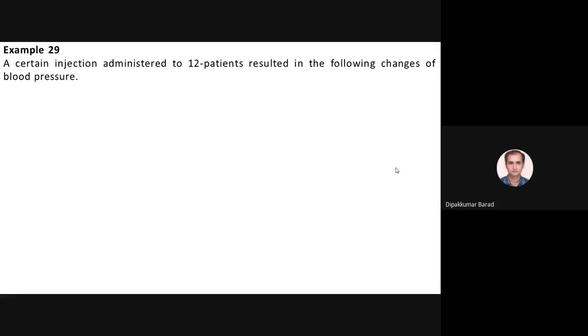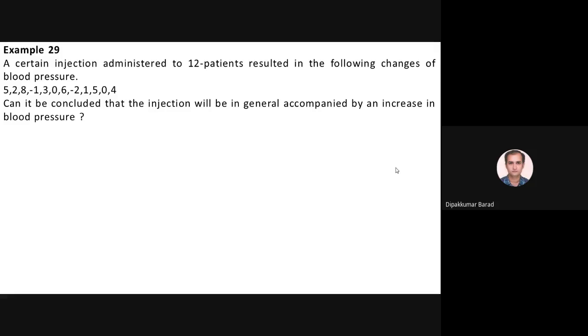A certain injection administered to 12 patients resulted in rapid change of blood pressure. The changes are 2, 5, 5, 2, 8, minus 1, 0, 6, minus 2, 1, 5, 0, 4. So this is the difference in blood pressures. Can it be concluded that the injections will be in general accompanied by an increase in blood pressure?